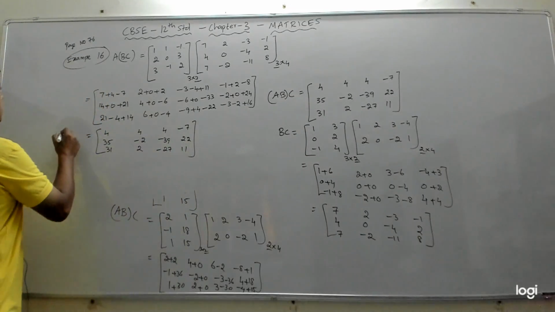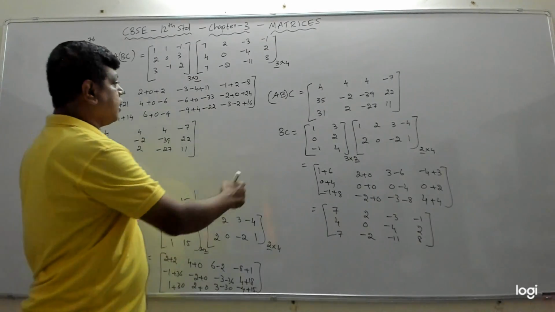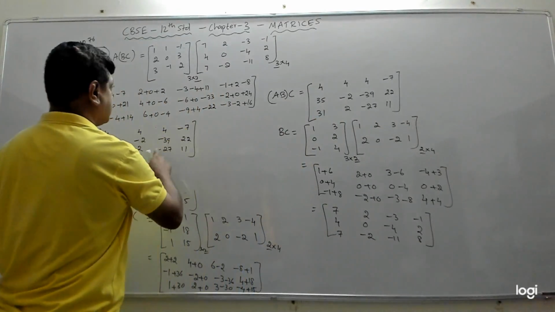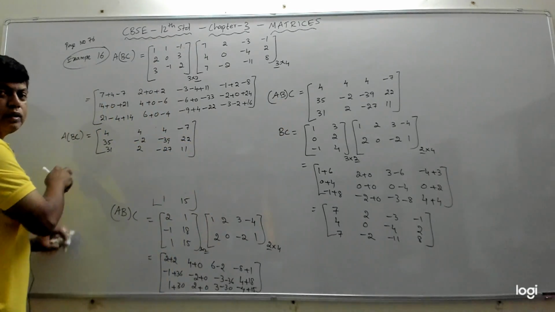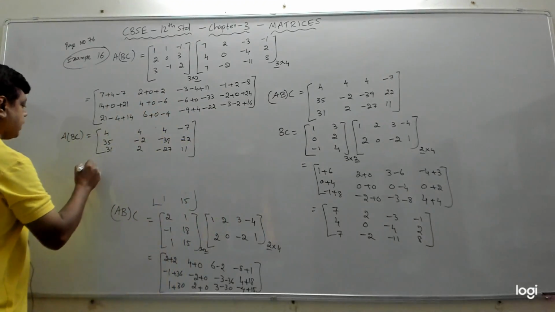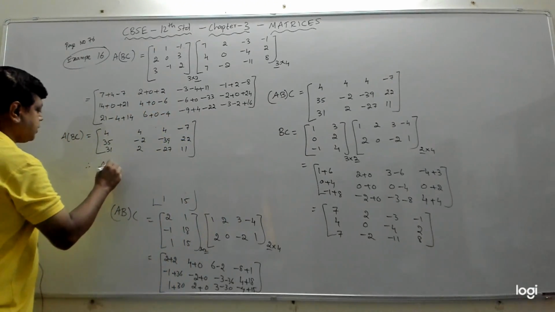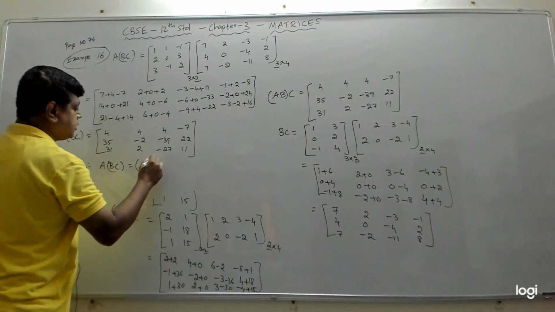So, this is our A times BC. So, we have got this and that is matching with this matrix. So, both the matrices are same. So, AB times C is equal to A times BC. Fine. So, both of them are matching. Therefore, we can say A times BC is equal to AB times C.